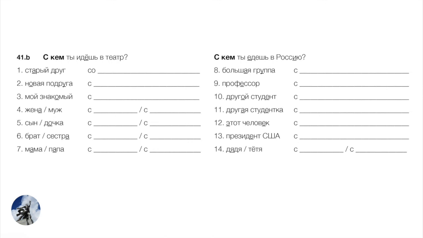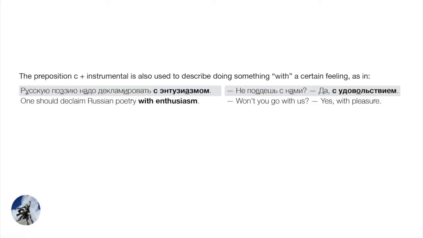Okay, now again, as so often happens, when we use с, it may not always mean accompaniment in a very literal sense. It can take on more figurative uses, like to do something with enthusiasm, with a certain feeling, with pleasure, right? So there are a number of situations like that that are more abstract. For example, русскую поэзию надо декламировать с энтузиазмом. One should declaim Russian poetry with enthusiasm.